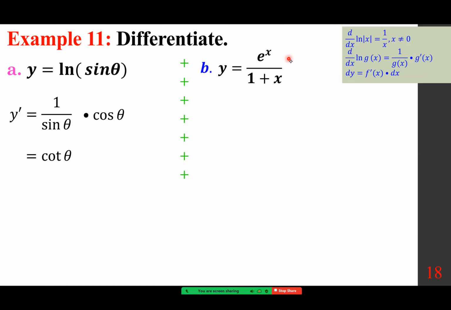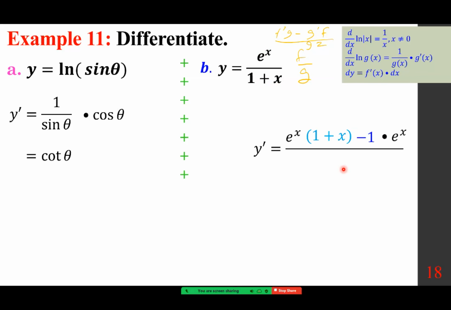Y is e to the power of x over 1 plus x. We have done this before. This is f over g. So we do f prime g minus g prime f over g squared, which means e to the power of x itself, times the bottom, which is 1 plus x, minus 1 times the top, which is e to the power of x. And then you just write the bottom, squared.